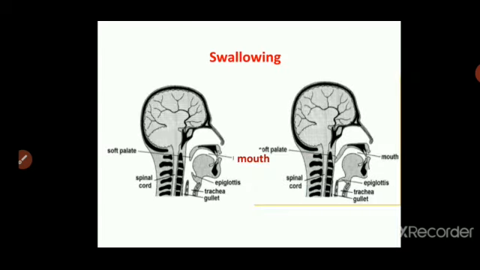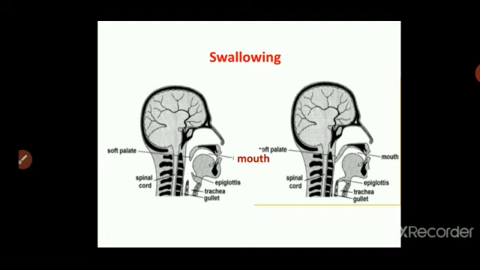Okay. So what happens exactly there? You can see in the labelings what is shown. You can see the soft palate, the upper roof of the buccal cavity. Then you can also see what is labeled as epiglottis and where the mouth cavity is present. So here the passage of food bolus from the buccal cavity into the stomach through the pharynx and esophagus, that process is called swallowing or deglutition.